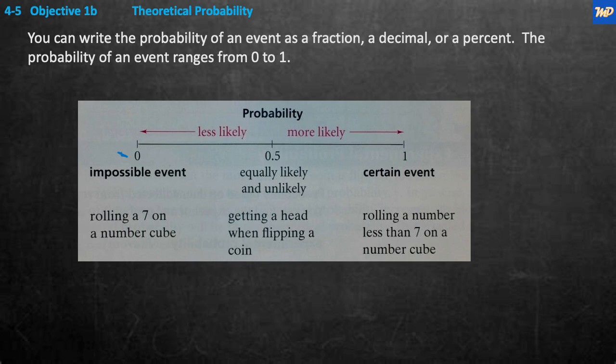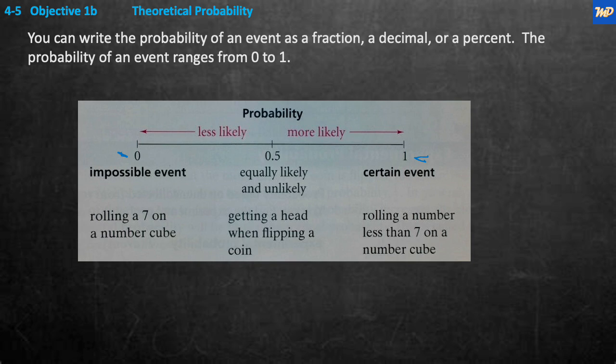All right, impossible event. Rolling a 7 on a numbered cube of 6 sides, right? So you cannot roll a 7. And a certain event over here on the right-hand side is rolling a number less than 7 on a number cube. A certain event is you will always get a 1 through a 6 on that cube, unless it stands up on its corner.